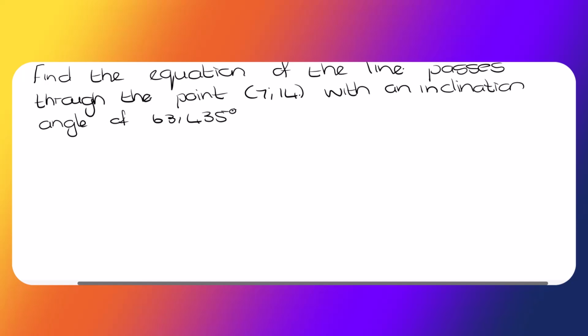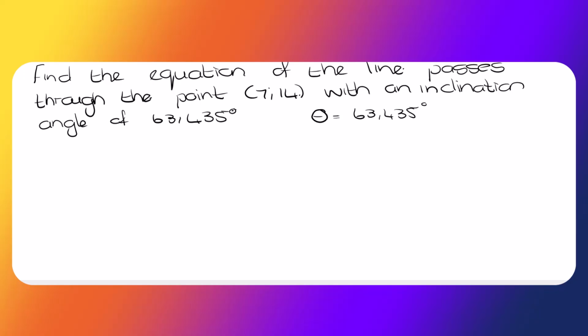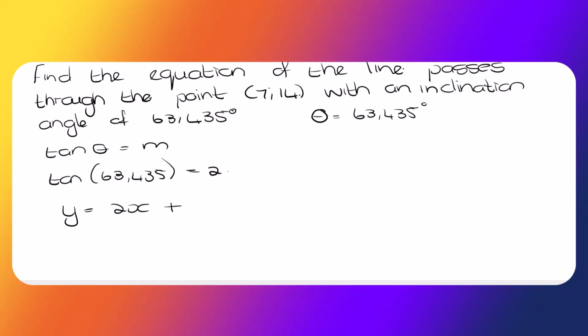Find the equation of the line that passes through the point (7; 14) with an inclination angle of 63,435. So now we know theta is equal to 63,435. But we're looking for m, our gradient. So we know tan theta is equal to our gradient. So we're going to say tan 63,435 is equal to, and if you put it into your calculator, you get an answer of 2. Double check, please.